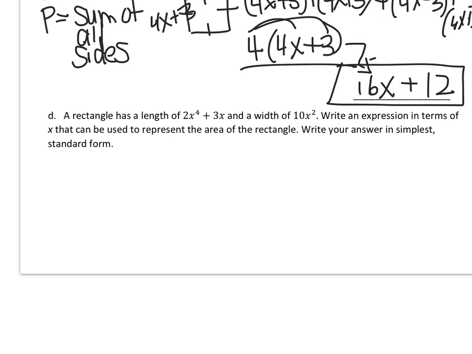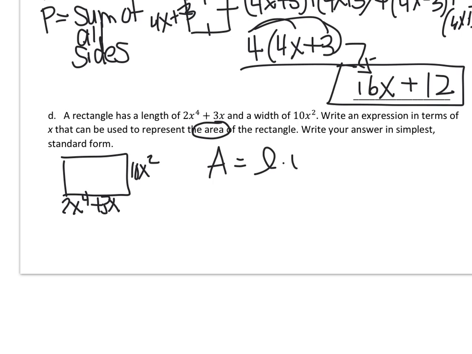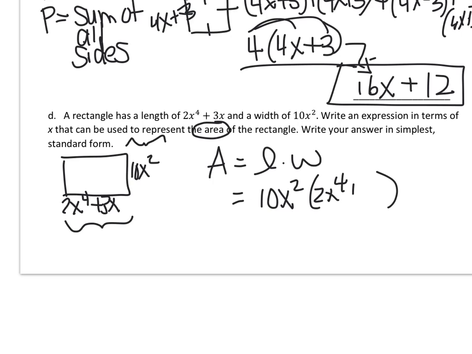In letter D, we had a rectangle, and that rectangle had a length of 2x to the 4th plus 3x, and a width of 10x squared. This time we're being asked to write an expression to represent the area of the rectangle, and area is found by doing length times width. Well, since the length is a longer expression than the width, I'm going to put the width first. I can do that. The commutative property tells me I can. I'm going to put 10x squared, and I'm going to multiply that by my length of 2x to the 4th plus 3x.